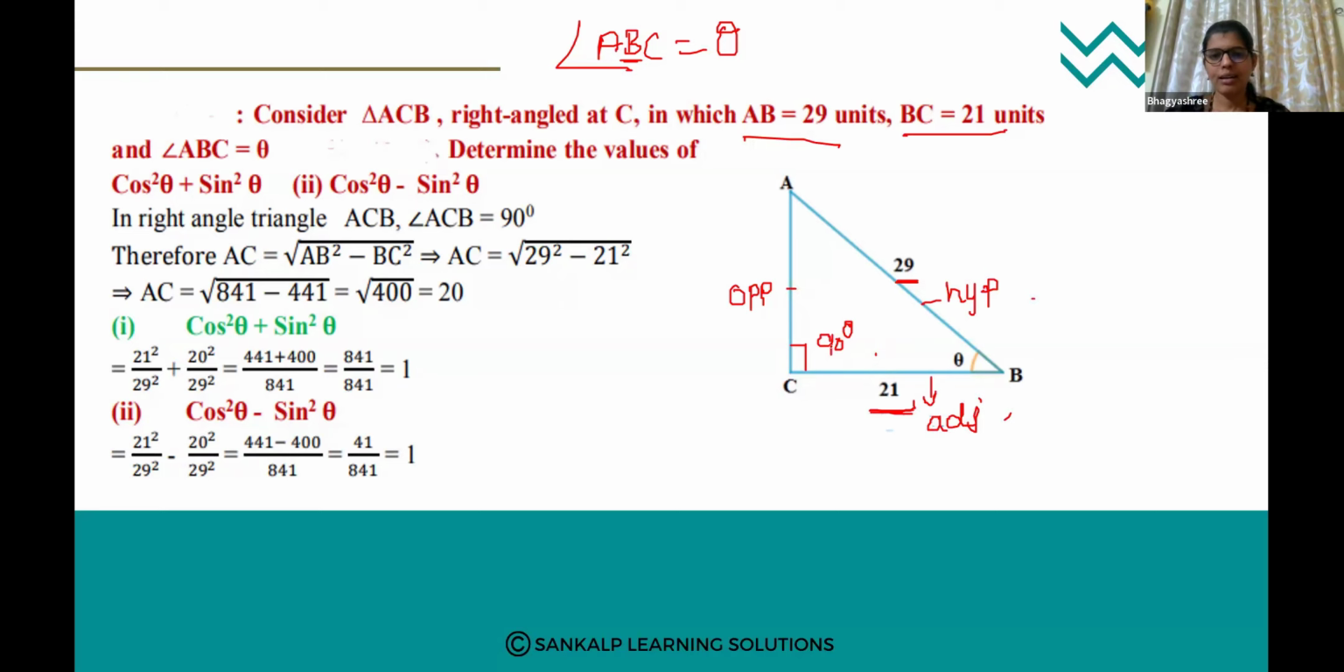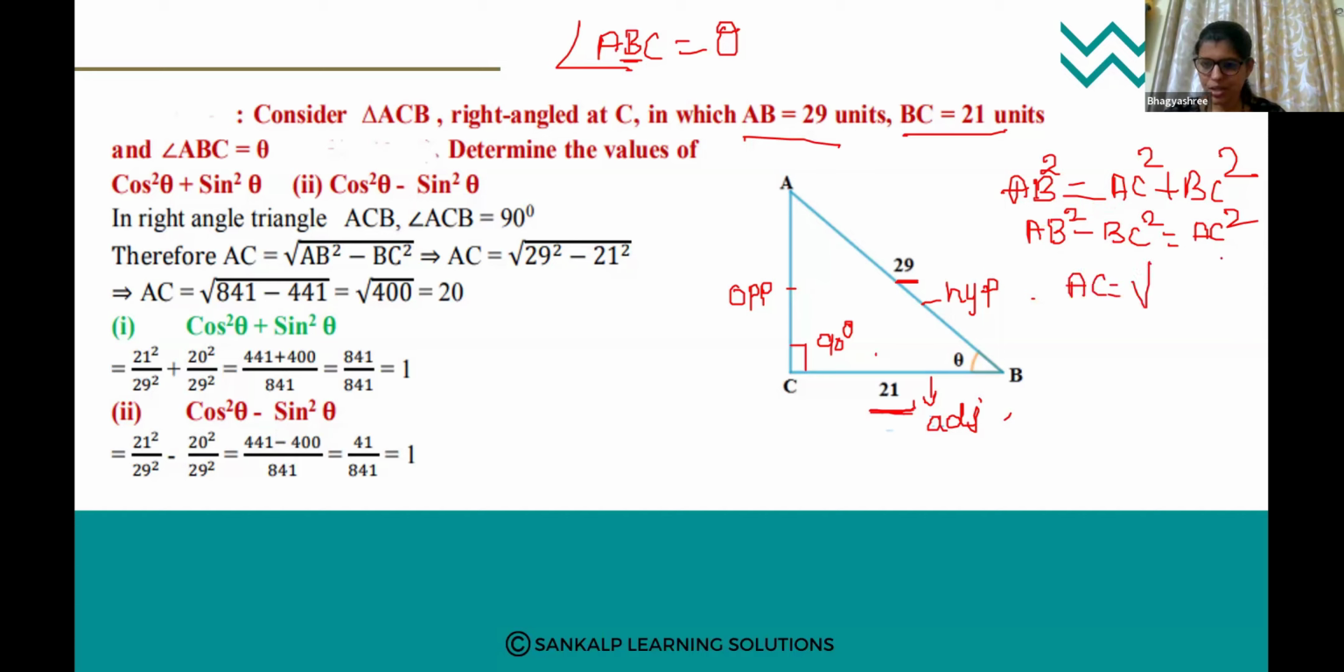For that, since it is a right angle triangle, here also we are going to use Pythagoras theorem. So Pythagoras theorem means AB square, hypotenuse square, is equal to AC square plus BC square, right? We want AC square. For that, we transfer BC square to this side. AB square minus BC square is equal to AC square. Then AC is equal to square root of AB square minus BC square.